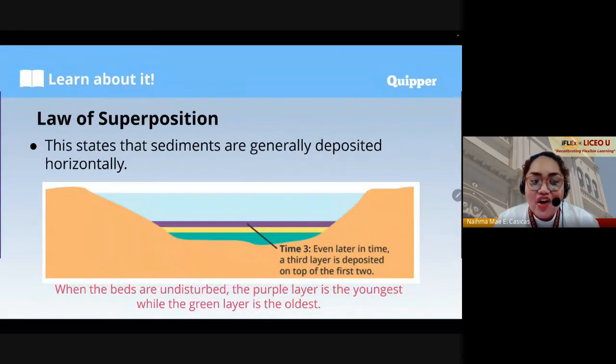The next is the law of superimposition, which states that sediments are generally deposited horizontally, and the lowest layer is the oldest. It makes sense: whichever layer is at the very bottom will be your oldest layer, and whichever is at the very top will be your youngest layer. So it makes sense that this layer colored green would be your oldest layer, and the layer colored purple will be your youngest layer.